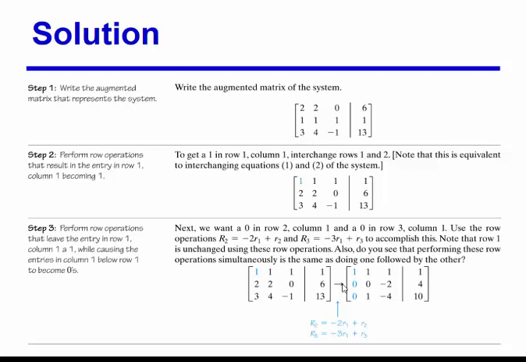So step 3, we're going to perform row operations that leave the entry in row 1, column 1 a 1, while causing the entries in column 1 below row 1 to become all zeros. So next we want a 0 in row 2, column 1, and a 0 in row 3, column 1. So we use the row operations R2 is equal to negative 2 R1 plus R2, and R3 is equal to negative 3 times R1 plus R3 to accomplish this. Now note that row 1 is unchanged using these row operations. Also, you see that performing these row operations simultaneously is the same as doing one followed by the other. So here you can see what we got.